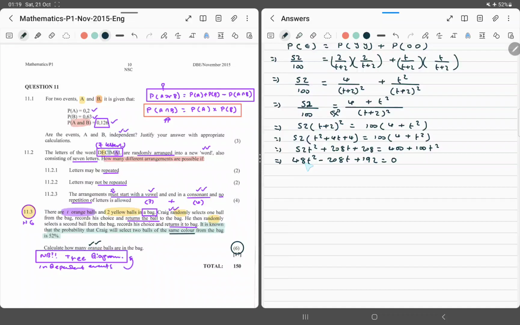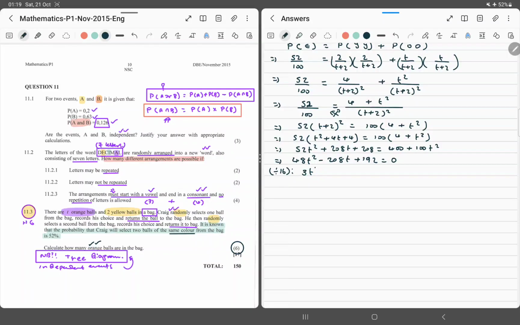48 is 16 by 3, right? Yes. So can it divide 16? Yes, 3 times. Can 208 divide by 16? 13 times, okay? Can 192 divide by 16? It's 12 times, so that is good. So we can divide by 16, which is the common factor here.